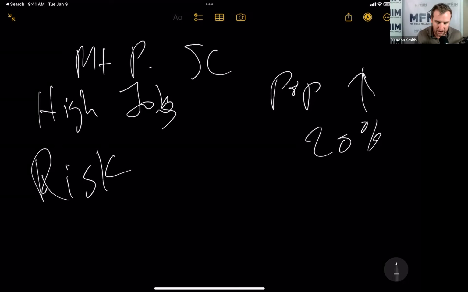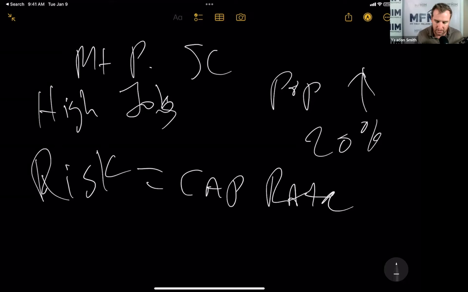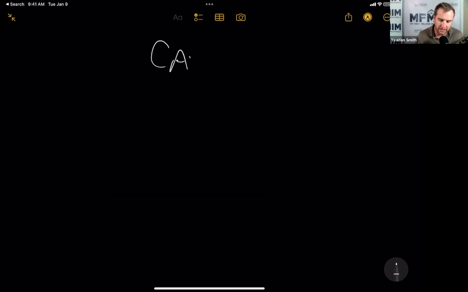So the cap rate is risk. How much risk am I taking on? So the better the area and the newer the asset, the lower that cap rate is going to be because there's less risk on the deal. The higher the cap rate, the higher the risk. Okay. So how do we determine a cap rate for your specific area? What is the cap rate? Or not your specific area, but the area that you want to buy in.